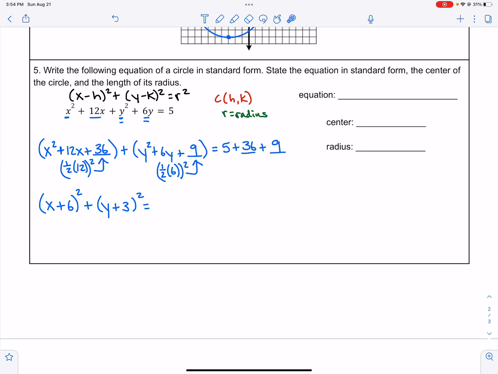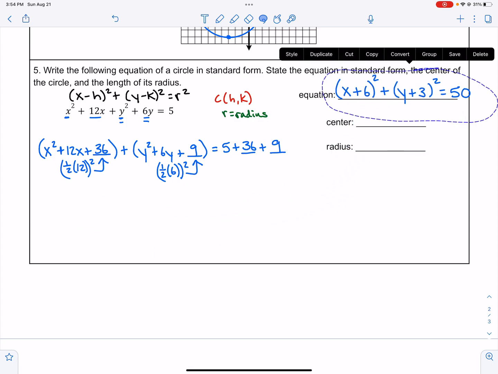Then we just have to add up their numbers over here. So we get 5 plus 36 plus 9 would give us a total of 50. And this is the equation. So we would just want to write this and put that right there for the equation.